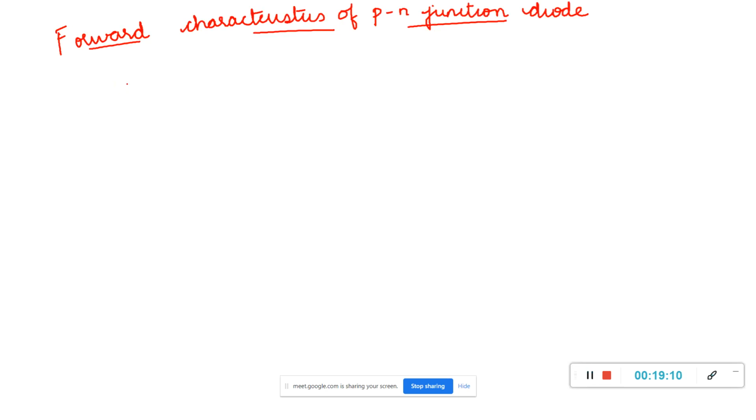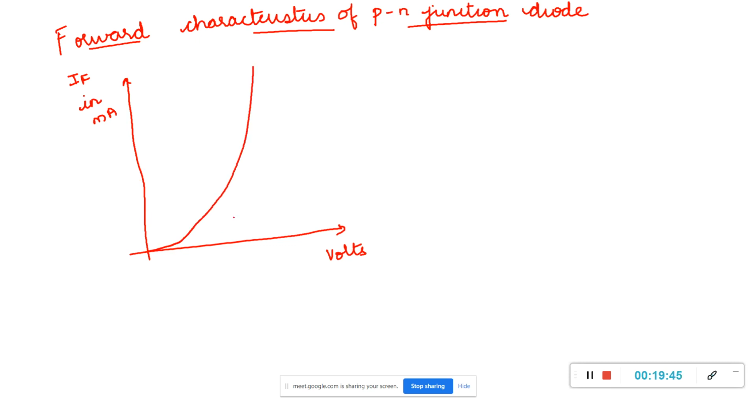So let me draw the graph. How do the forward characteristics of the diode look? On the x-axis it is voltage, measured in volts, and on the y-axis it is current, IF, in milliamps, mA. So in this way the graph looks like this.